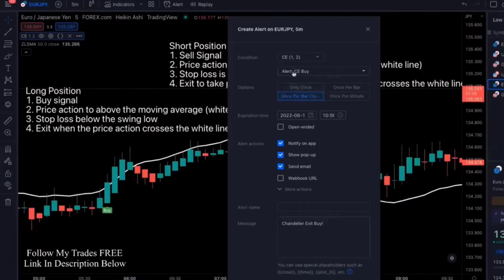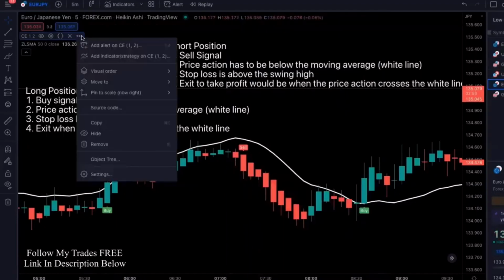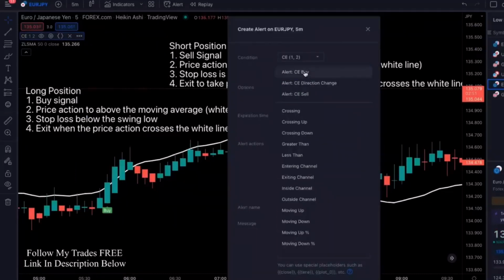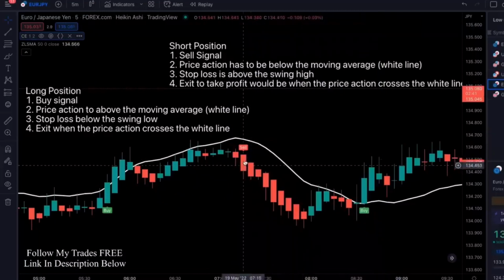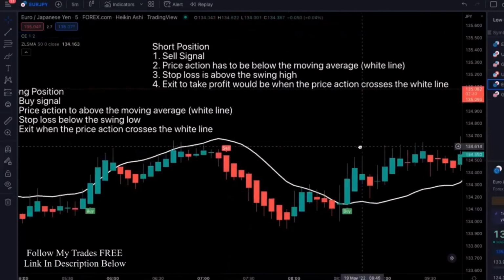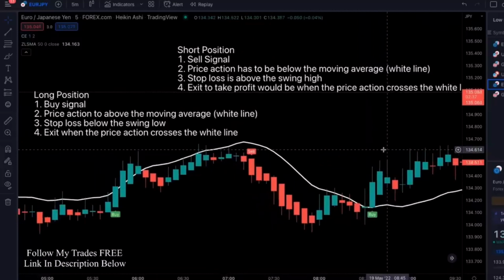you're going to come back in, add alert, do a sell once per bar close, and then create. This way you get the exit signals, the sell signals, and you get the buy signals. And this way you get alerted and you don't have to watch the charts all day long.